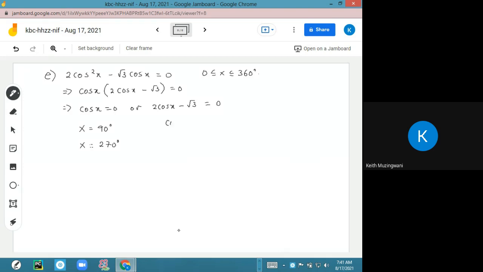The other one, cos x is equal to root 3 over 2. Which value of x gives us root 3 over 2? x is equal to 30, is it? Yes. But cos is positive in the fourth quadrant also. So what is 30 in the fourth quadrant? It is 330. We're done.